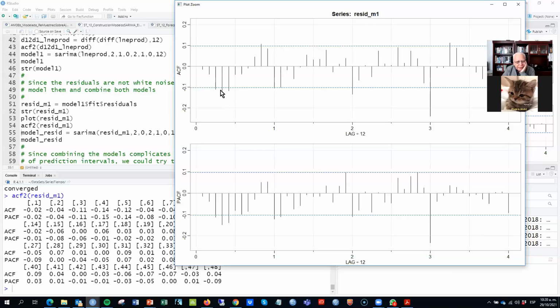Look at this spike here on the ACF. This is happening at lag 1, 2, 3, 4. This is happening at lag, what's that? This is 12, 11, and 10, roughly. Then we have noise, but we have something happening at lag 24 in the ACF.